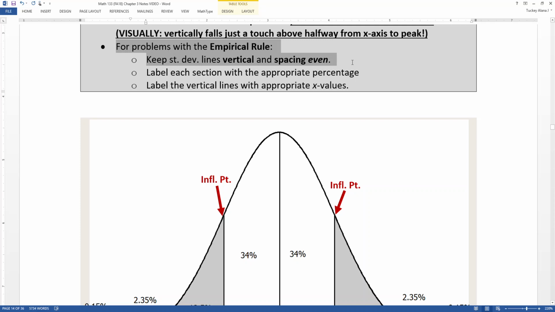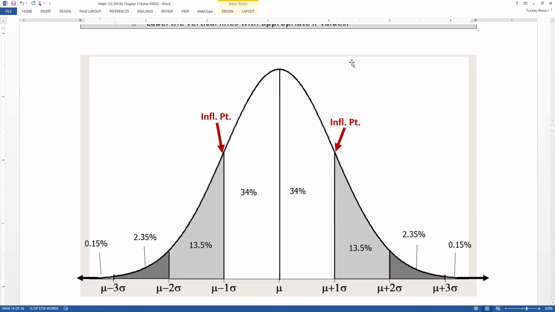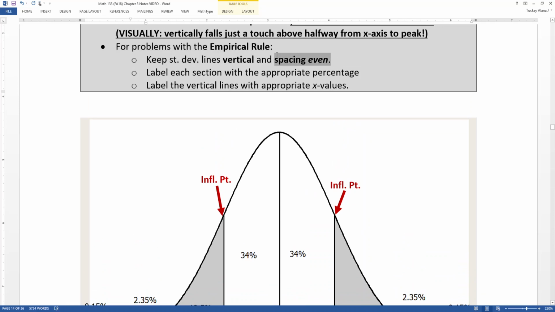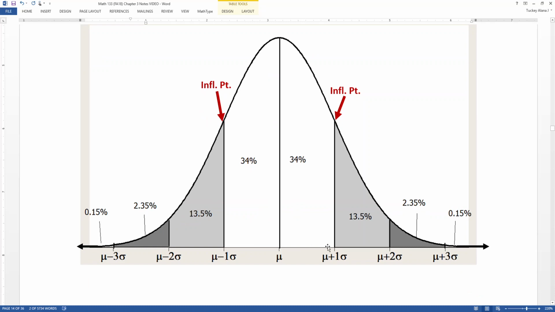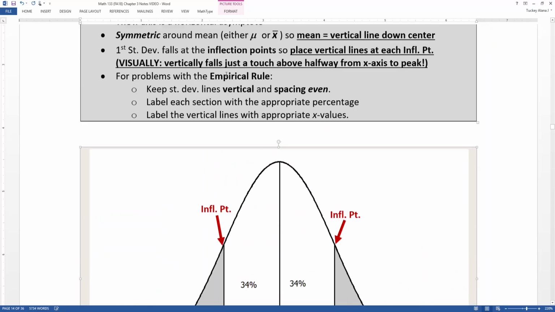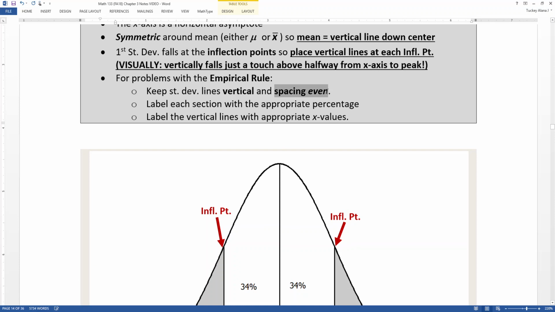Speaking of which, that's where you lose points. So you keep your lines vertical. They should be straight up and down, perpendicular to the x-axis. All these lines are straight vertical. And keep your spacing even. That's one of the most important points, because whatever the standard deviation is, let's say it's 10, then 10 units is from the mean to the mean plus a sigma. Then there should also be 10 units from the mean plus 1 sigma to the mean plus 2 sigma. Those widths of the white zone and the gray zone and then the dark gray zone are all exactly the same. If they're not the same, then you're going to lose points, right? So you've got to keep your spacing even.